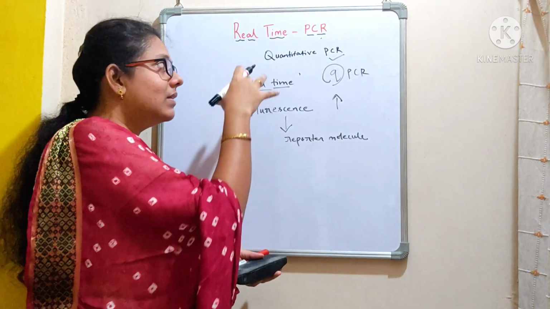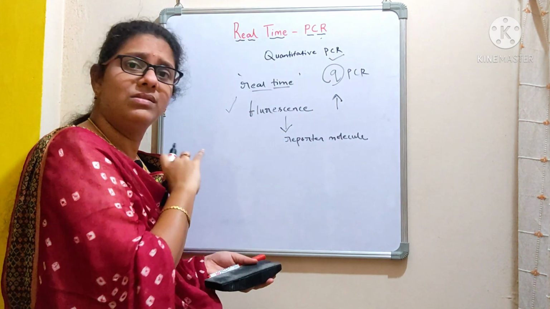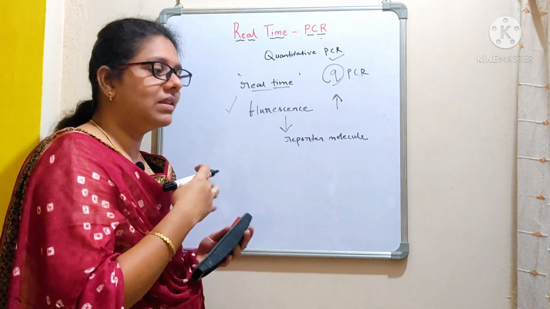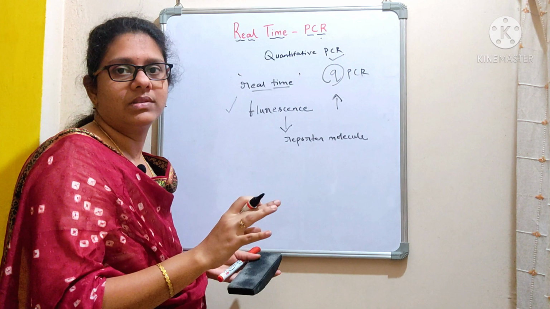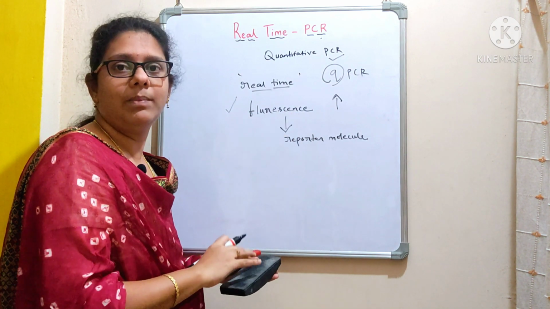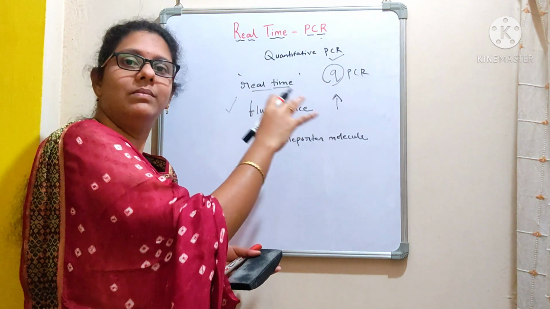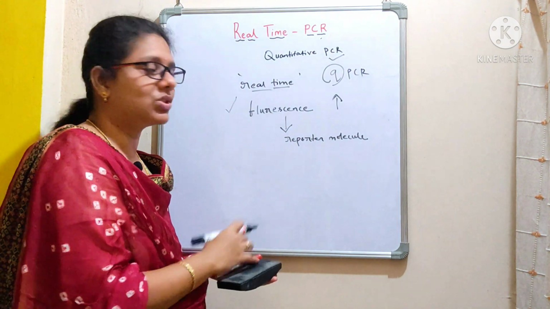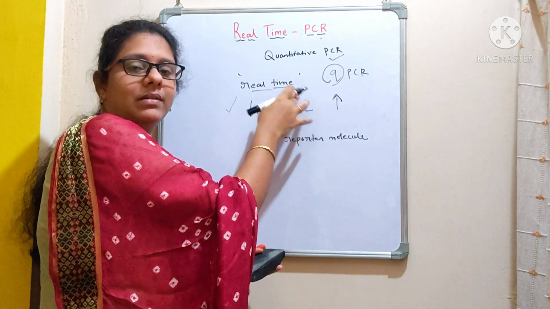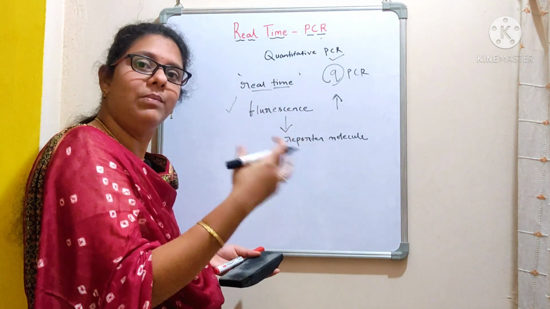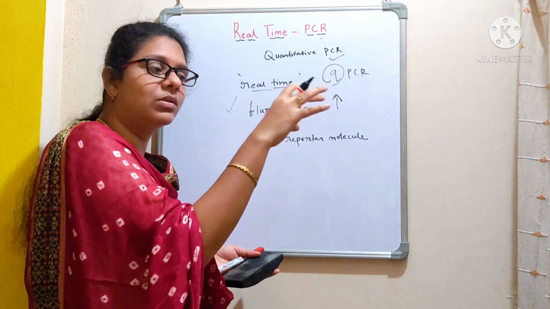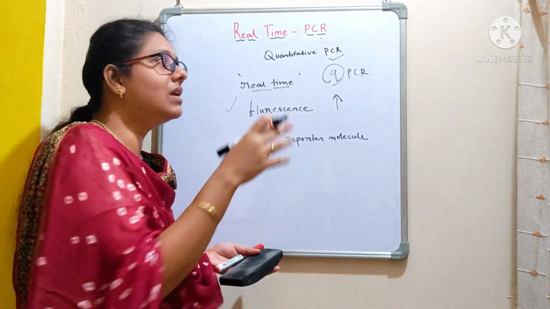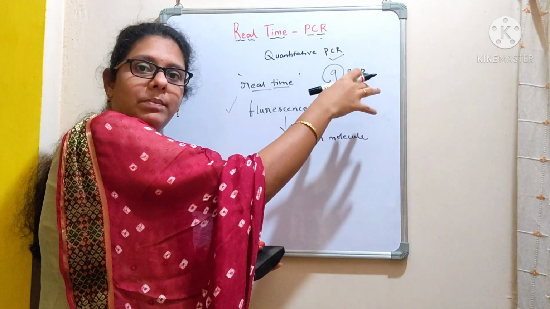But in this real-time PCR method, there is no need to cast a gel and no need for electrophoresis to visualize the DNA bands. Directly you can monitor the progress of the reaction in real time. That means you can easily monitor whether the amplification is going on or not, and finally you can quantify the PCR product at the end of the cycles.